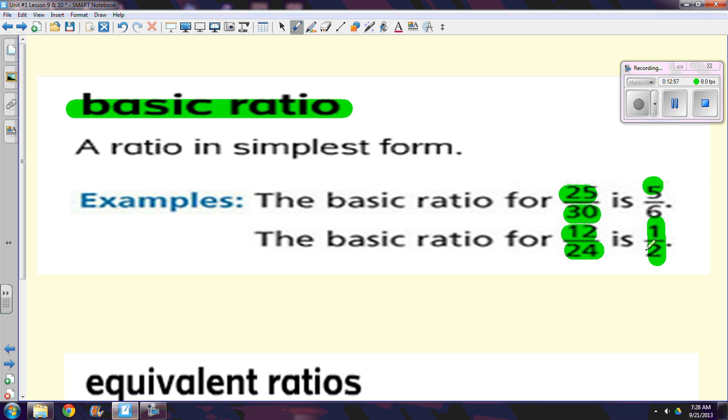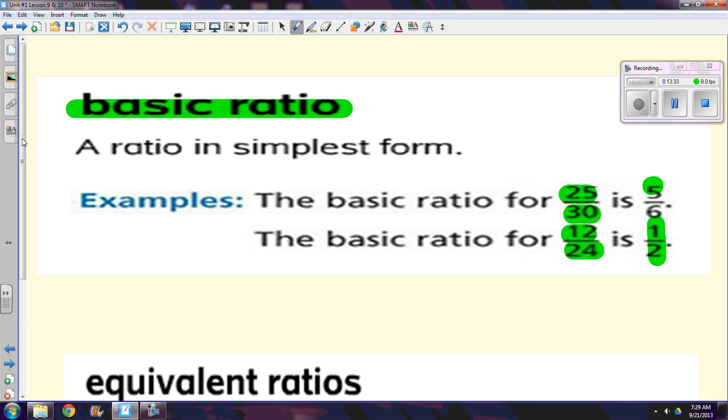Now we're dealing with ratios, but what you're really doing is, if you think of it as a fraction, you're representing that fraction in lowest terms. So you're recognizing what factor would go into 25 that would also go into 30. 5 goes into 25 5 times. 5 goes into 30 6 times. And the same thing with 12 over 24. You're recognizing what factor would go into 12 and also 24. 12 goes into 12 once, 12 goes into 24 twice. So you're really just representing these basic ratios similar to how you would represent a fraction in its lowest term.